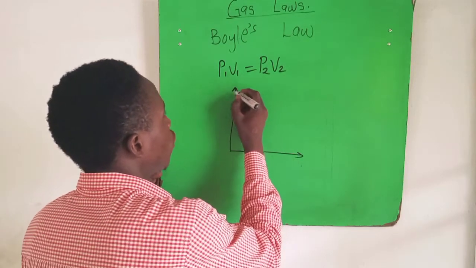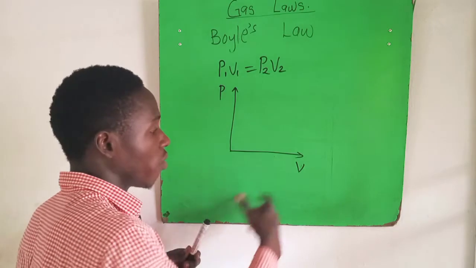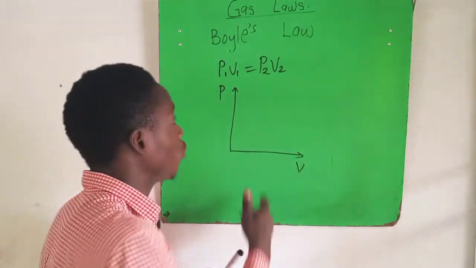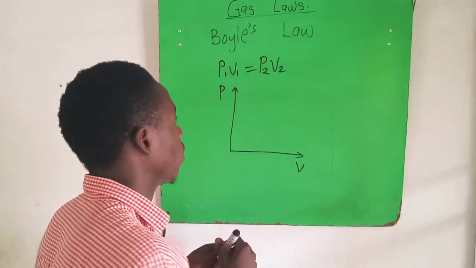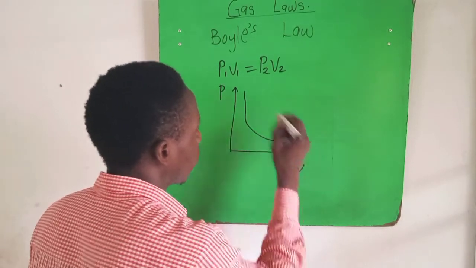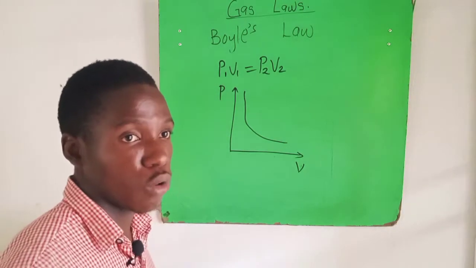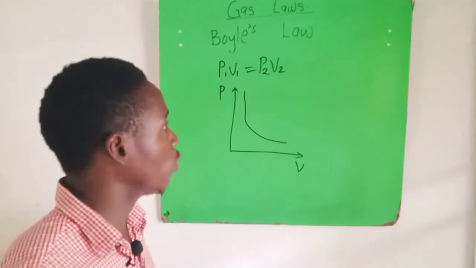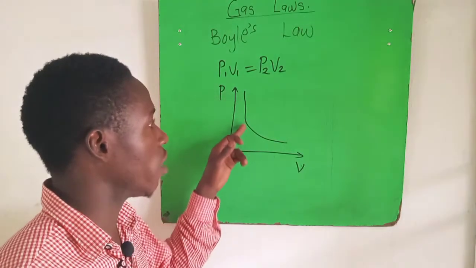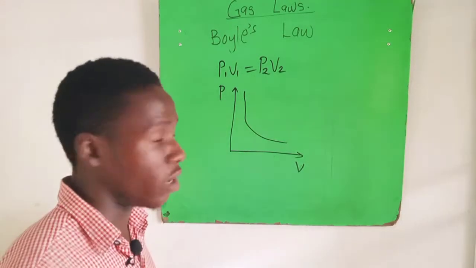Name one side pressure and the other volume. Know that it's irrespective of the pressure. You can put your volume and your pressure either way and still be okay. Now you have your graph like this. This is your graph of Boyle's law. What does this show? It shows that as pressure decreases, your volume increases, and vice versa.